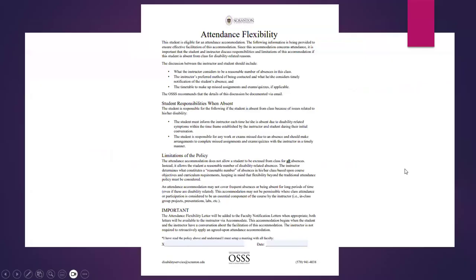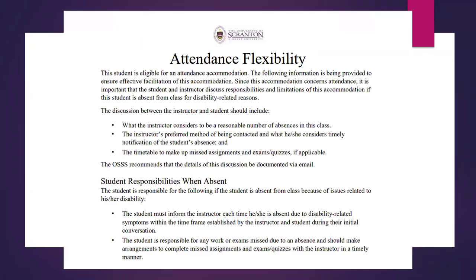This next slide is what that link will take you to. It is also the form that students sign for us in understanding this agreement. I do break it in two in the next two slides so we can get a closer view. So attendance flexibility is really a discussion between the instructor and the student, okay? This accommodation concerns attendance. It's important that the student and the instructor discuss responsibilities and limitations of this accommodation if the student is absent from class for a disability-related reason.